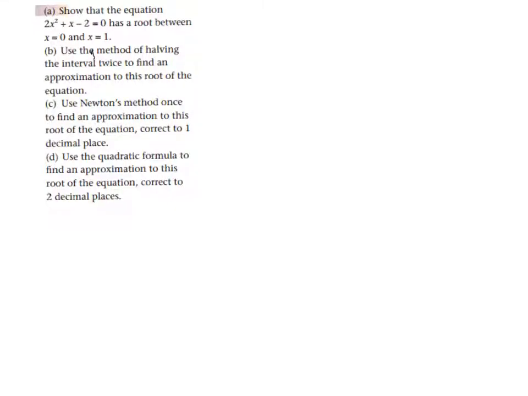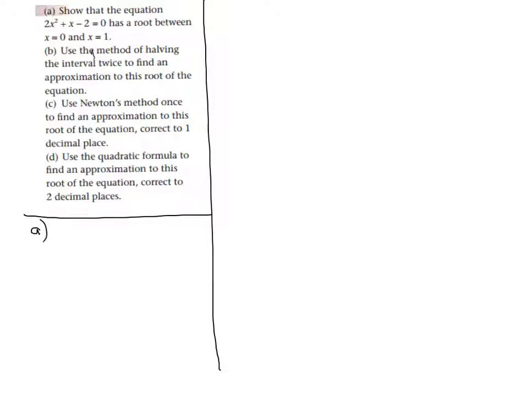The second example for Newton's method, and it actually has halving the interval as well, is given here. So you're given a function, again it's equaling 0 because they're trying to find the root, and it's between 0 and 1. Our first part of the question is show it actually does have a root between 0 and 1. So I might just section this off. To show it's a root, I have to find f of x when x is 0 and x is 1.